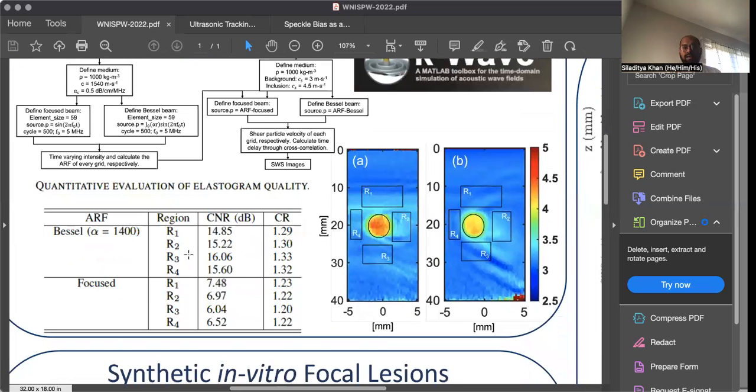Figures A and B here show the elastograms generated from Bessel apodized acoustic radiation force push and conventional focused pushes. With Bessel apodized acoustic radiation force push, we observe that across all regions of the elastogram, R1 through R4, we see an improvement of more than two folds in CNR and CR terms. CNR represents contrast to noise ratio and CR represents contrast ratio here.